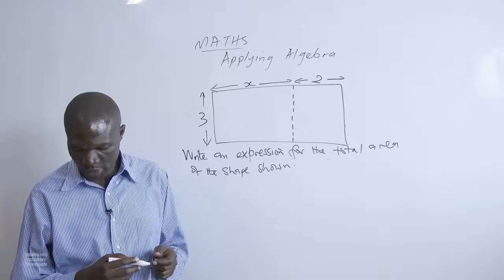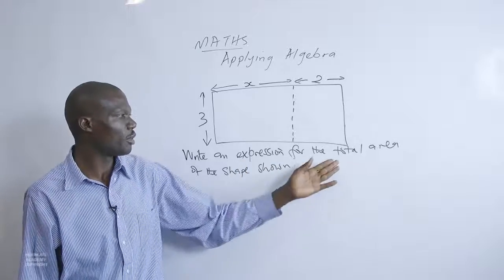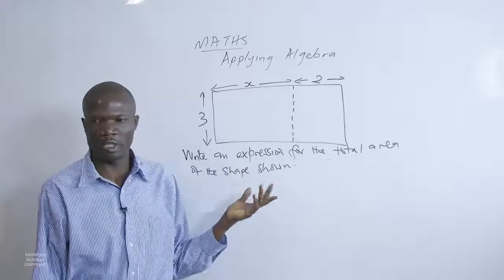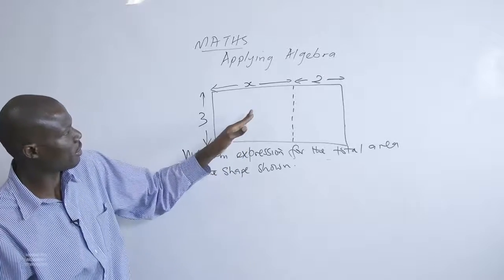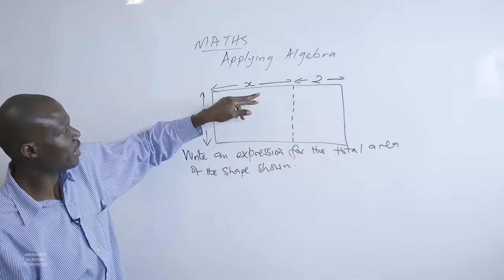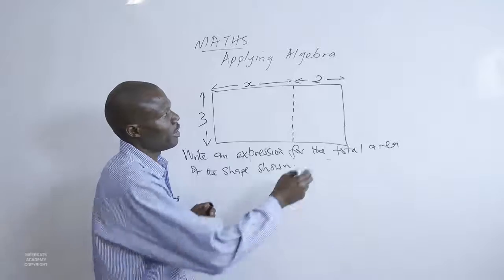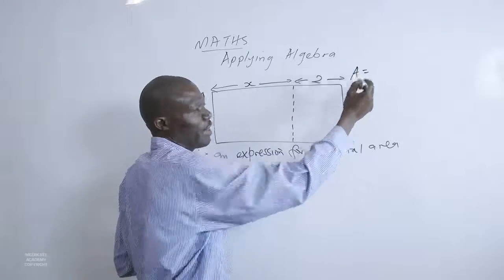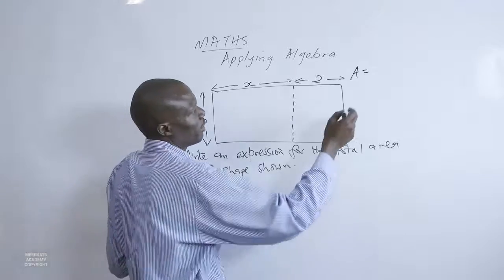So we are asked to write an expression for the total area of the shape shown. The shape shown here is a rectangle. We can look at it measuring 3, and the other side is x plus 2. If we can work out the area, let me call the area A. Area A is found by simply the length times the breadth.